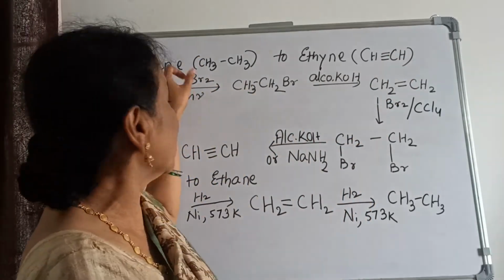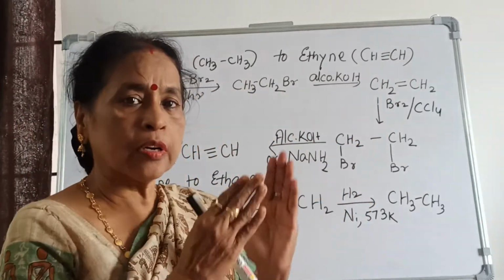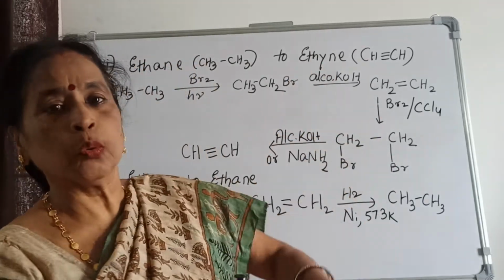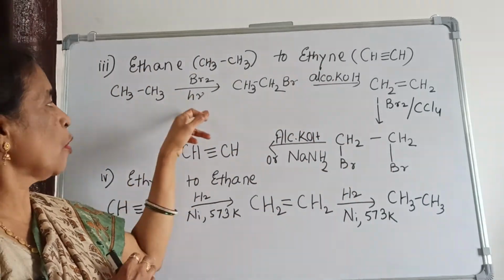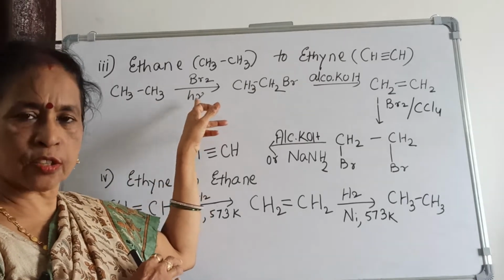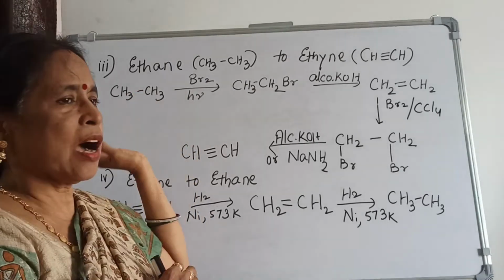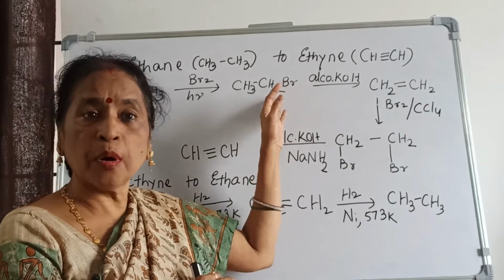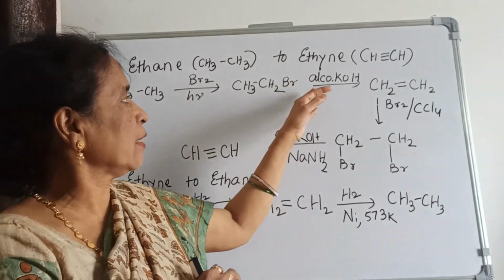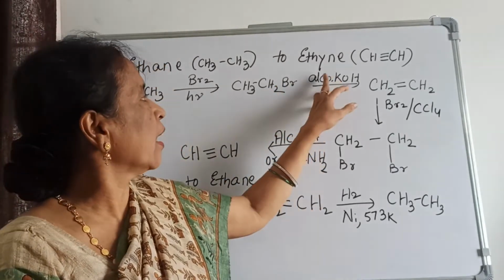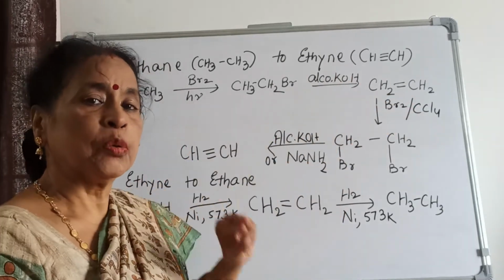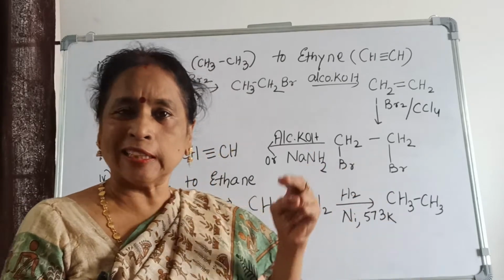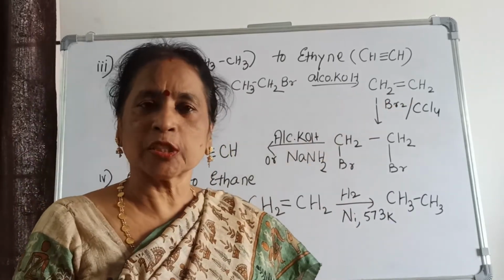That means the question is how can you convert ethane to ethyne? Here you take ethane and bromine and H nu, that is sunlight, then what happens? Your hydrogen is replaced by bromine, giving bromoethane. Bromoethane when treated with alcoholic KOH gives a double bond. The 2 carbon with a double bond is ethene, CH2 double bond CH2.